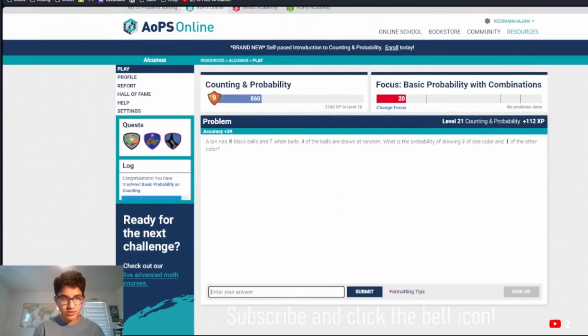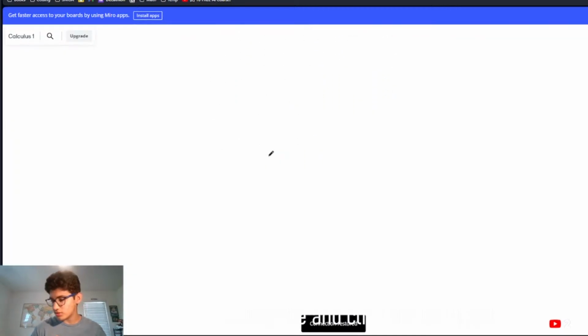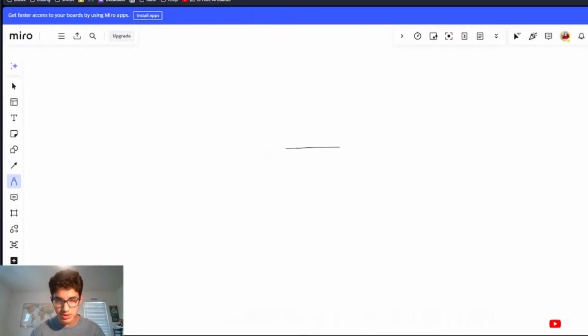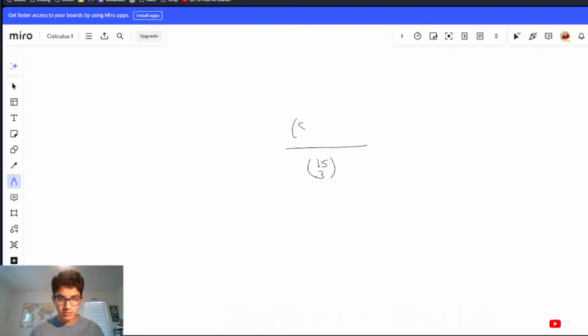Now this one. 8 black balls and 7 white balls. 3 of the balls are drawn at random. What is the probability that you get 2 of one color and 1 of the other color? So in total, the number of ways to just pick 3 is going to be 15 choose 3. Right? That's the total number of ways. Now you can do 8 choose 2 times 7 choose 1, or the other way, 8 choose 1 times 7 choose 2. I think that will be all you have to do.